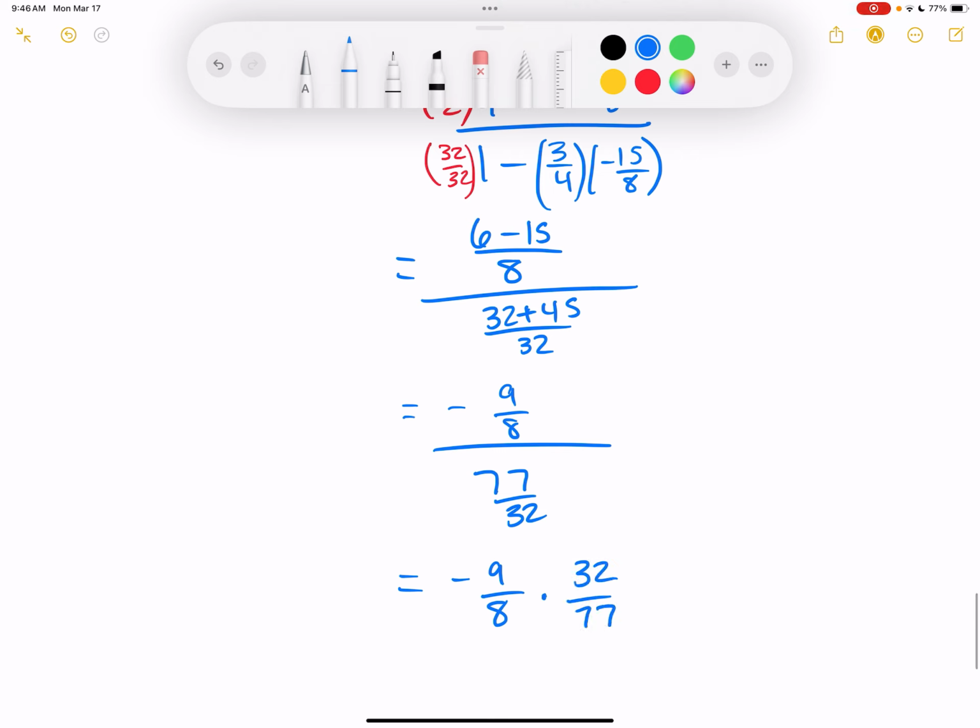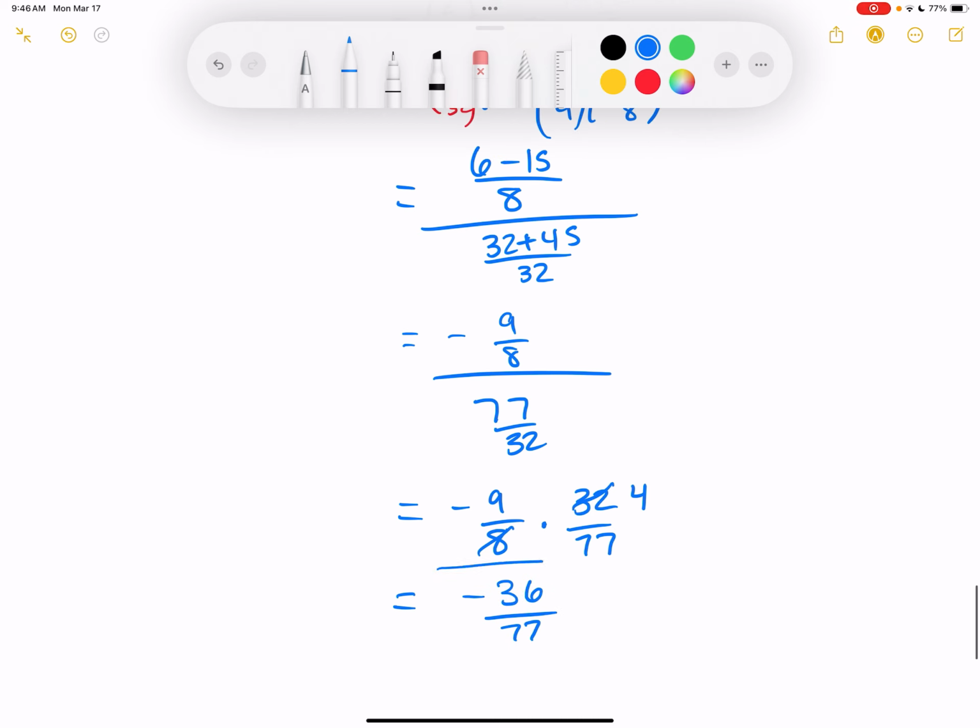So now reduce. Is that 11 or 77? 77. So negative 36 over 77. So obviously the tangent ones still aren't beautiful in these ones, just like they aren't in the other ones where we're using our unit circle.